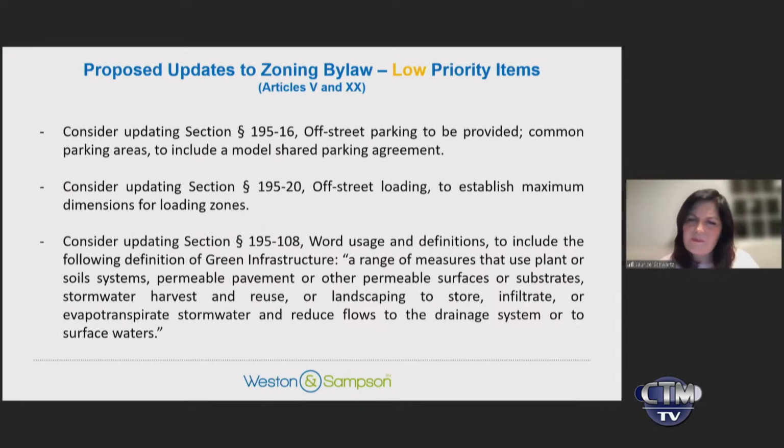There were also some items noted as lower priority, but that we kept as recommendations. The first item was with regard to off-street parking and common parking areas, to include a model shared parking agreement as an example document, to incorporate a reference in the zoning bylaw and have that available. The second item was allowing maximum dimensions for loading zones, which aren't currently included. The last item was including a definition of green infrastructure. That terminology has been added throughout the regs and the bylaws, and there's not currently a definition, so we'll be adding that definition as well. We provided an example definition here that could be utilized for that purpose.